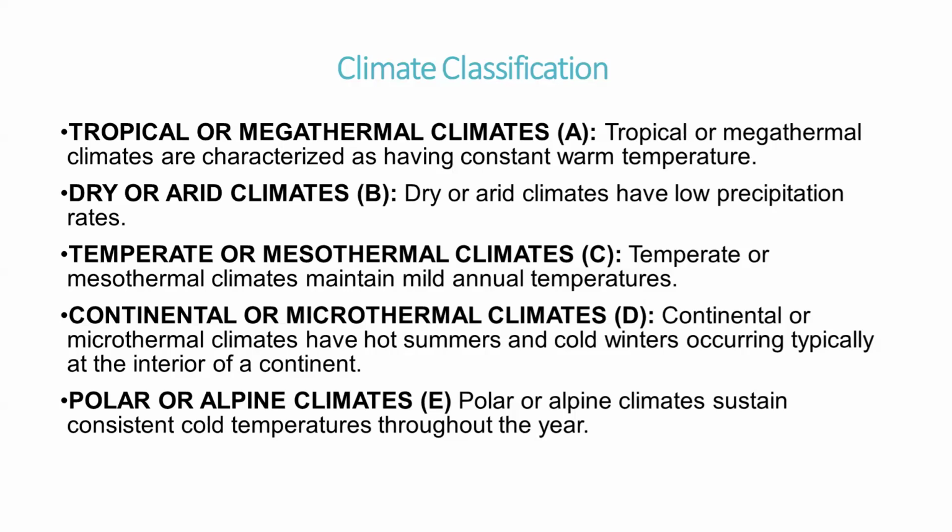Temperate mesothermal climates maintain mild annual temperature. It's like the European region. Then continental low microthermal climates have hot summers and cold winters, occurring typically at the interior of a continent. Polar or alpine climates sustain consistent cold temperatures throughout the year. These are the climate classifications.